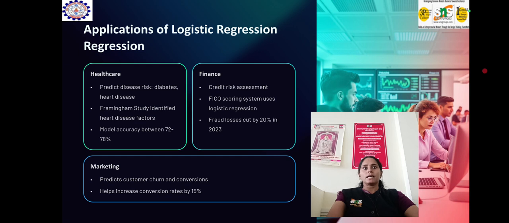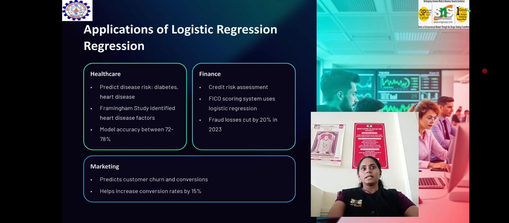In the field of finance, logistic regression is instrumental in assessing credit risk, such as determining if a person is likely to repay a loan. Systems like FICO scores rely on logistic regression to calculate creditworthiness. The finance industry has also used it to reduce fraud losses. In 2023, financial institutions reported a 20% reduction in fraud-related losses due to the adoption of logistic models.